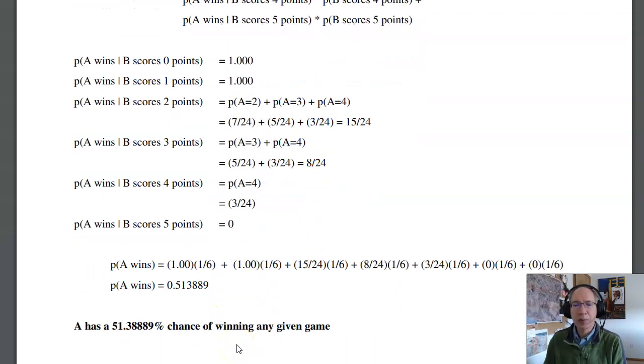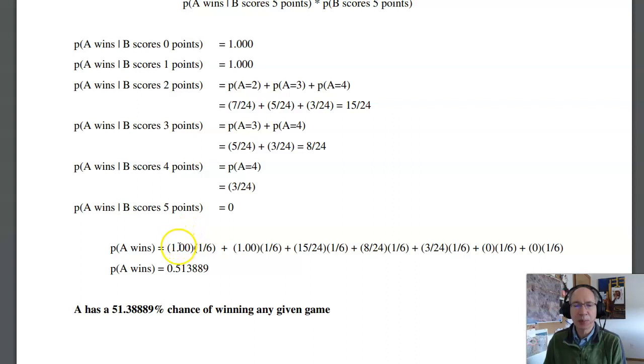So the probability that A is going to win is going to be the probability that A wins given that B scored 0 points times the probability that B scored 0 points, plus the probability that A wins given that B scored 1 point times the probability that B scored 1 point, 2 points, 3 points, 4 points, 5 points, 6 points. Add them all up, I get 51%.